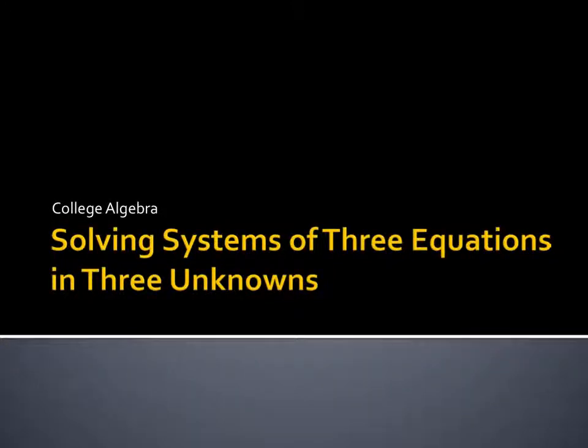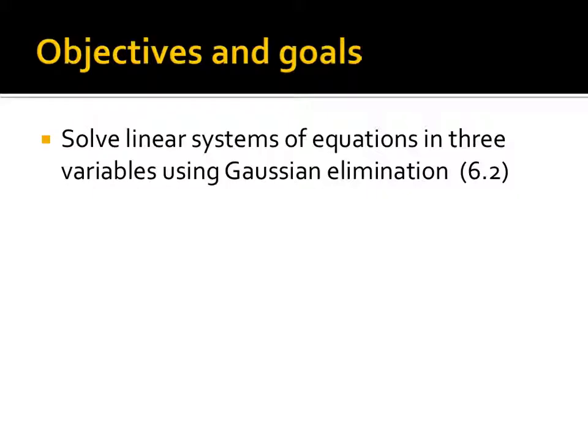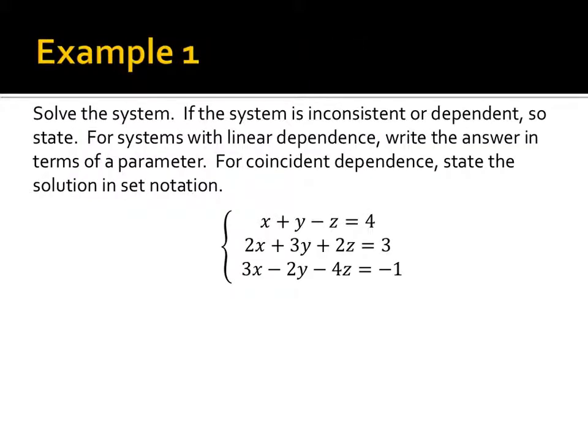This is College Algebra. We'll be solving systems of 3 equations and 3 unknowns. We'll be using this system called Gaussian elimination, named after a mathematician in the 17th century, but I'm not sure. Anyways, let's go to solving equations. We're looking for solved equations of this type.